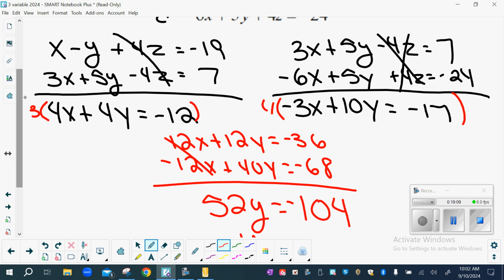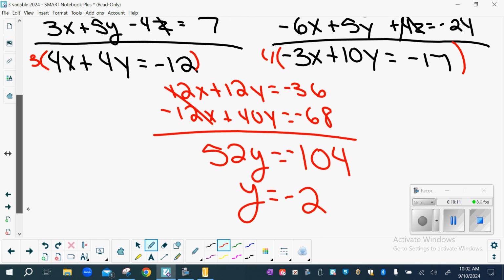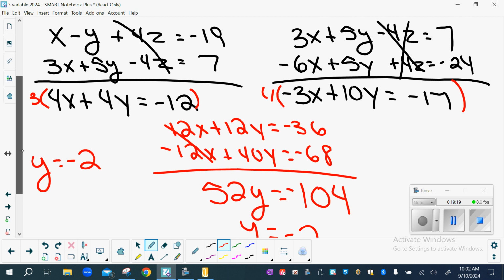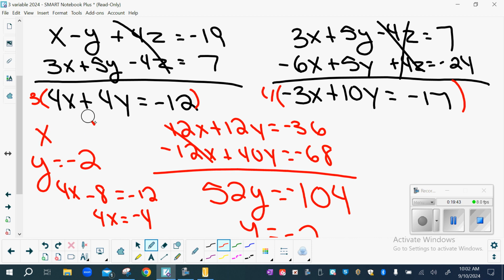How do we do? Keep on going now. If you got y is negative 2, can you plug it in to something and get your next one? I'd go to this one. Look how nice he is. Let's say 4x minus 8 equals negative 12. 4x equals negative 4. Did you get x equals negative 1? Is that right? Please, God, tell me that it's right.